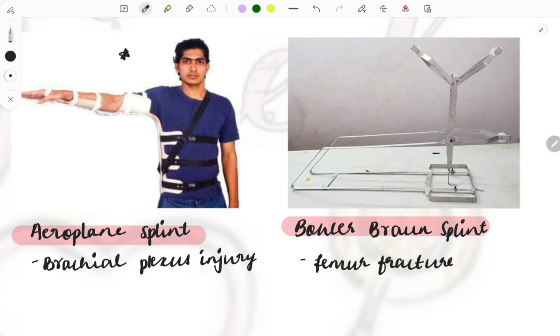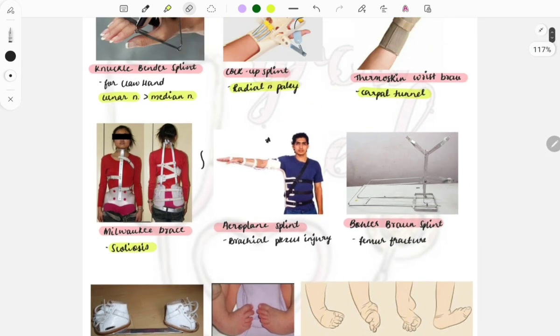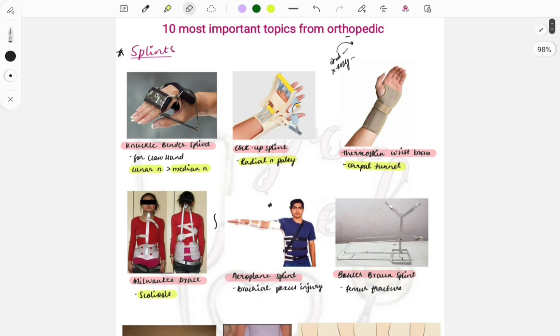Here, you can see these two structures. Here we will give weight, any weight, so many kilos we will be giving, and we will be keeping the femur like this along with the plaster and all, and we will be allowing it to heal. So this is also an important image. These were the important splints which you must know.